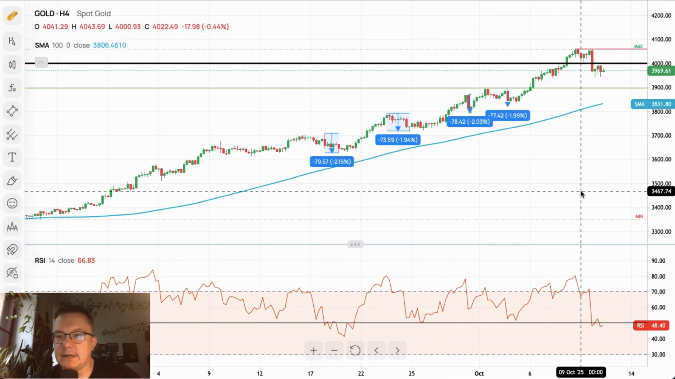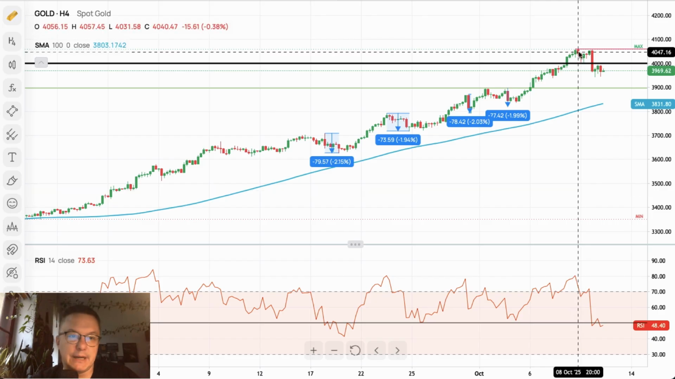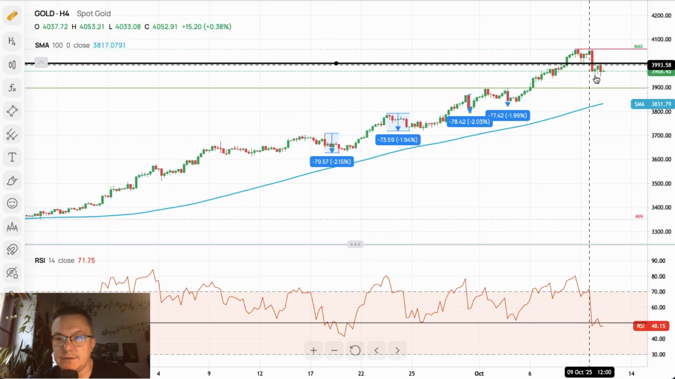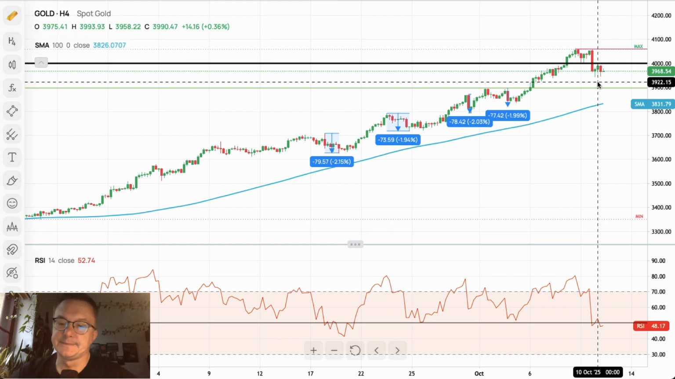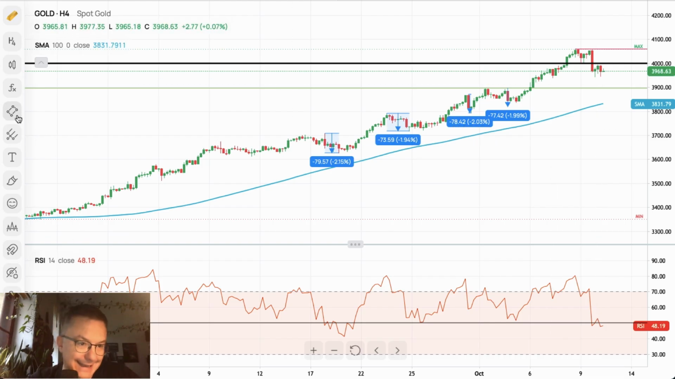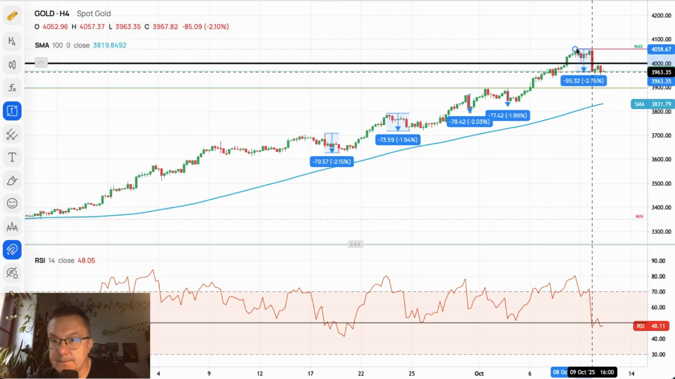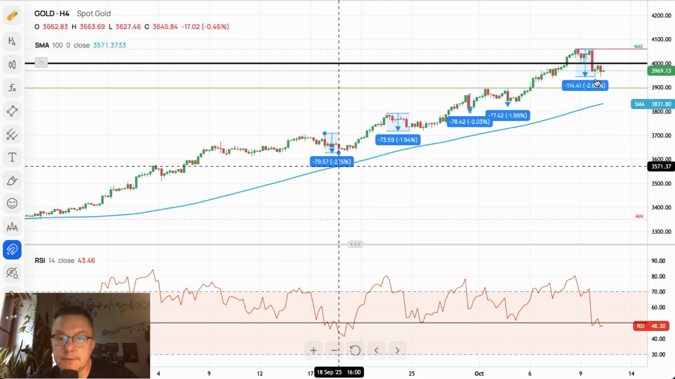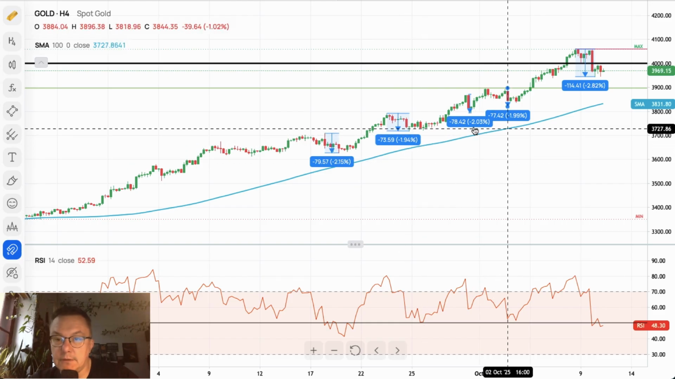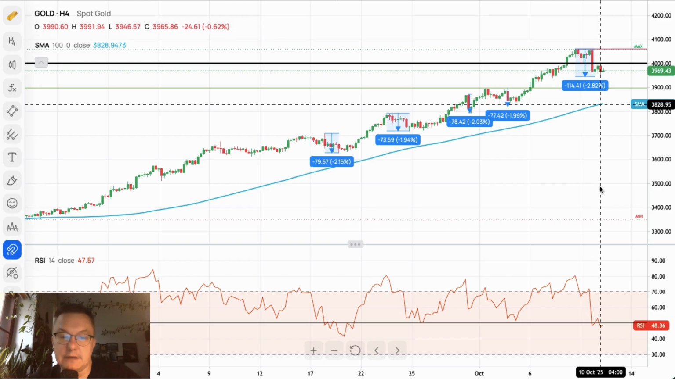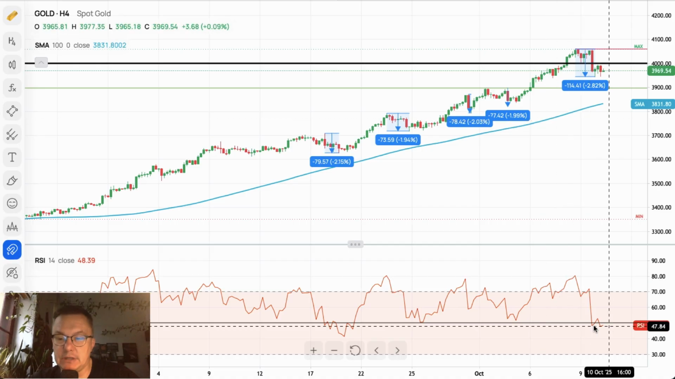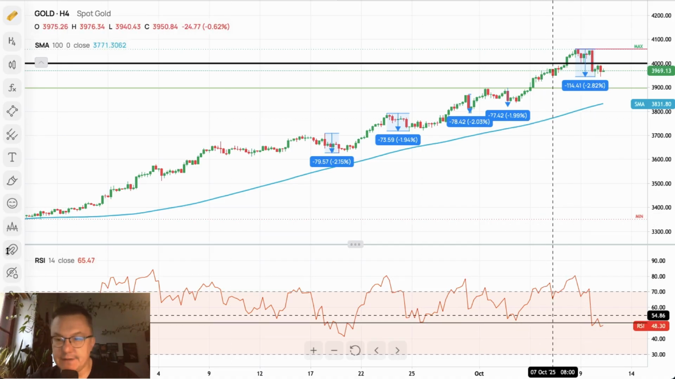Gold extends the correction from the local high, the swing high and all-time high at 4,057. We went as low as 3,944, so that's over $100. Not that bad, but eventually this is the biggest, I guess. Let me just measure it. This is the biggest correction here. Yeah, no, this is not the low. This is the low. 2.82 is the biggest correction since the beginning of September. So that's quite interesting information, especially if we hit the neutral level on the RSI.